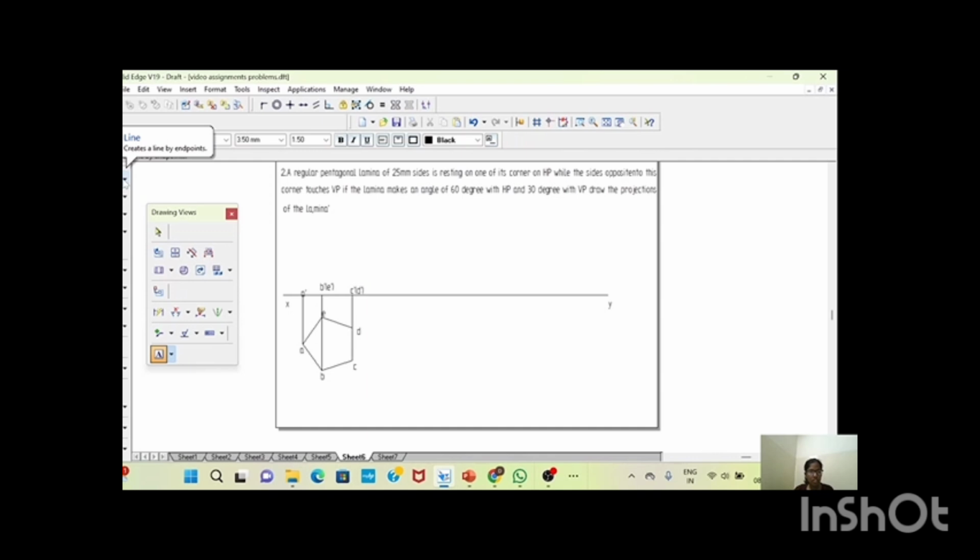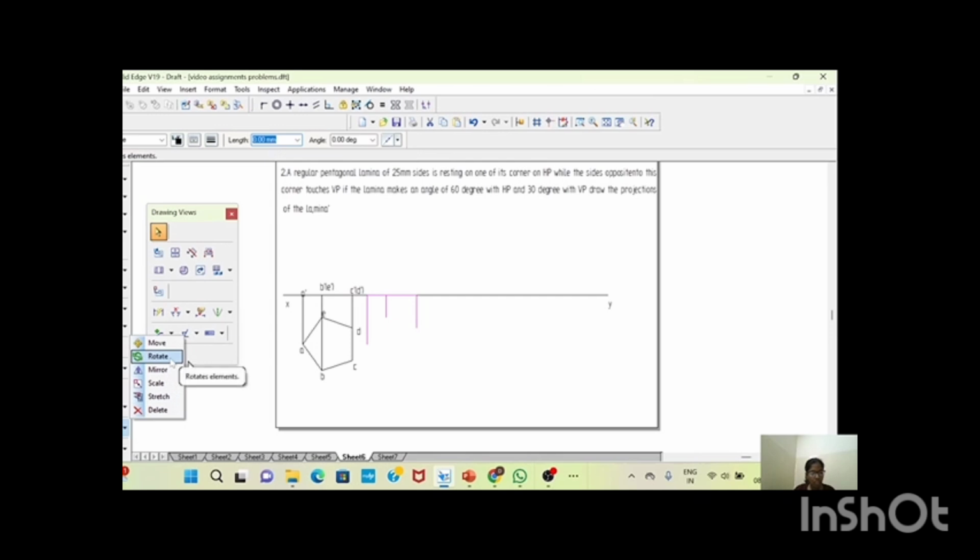Now we have to draw a second position. We have to take a 60 degree on VP. Now select a line of 0.13 mm. Now select this line and move, as we have to copy. Now we have to rotate to 60 degree.